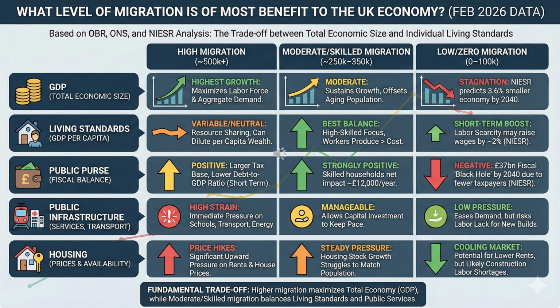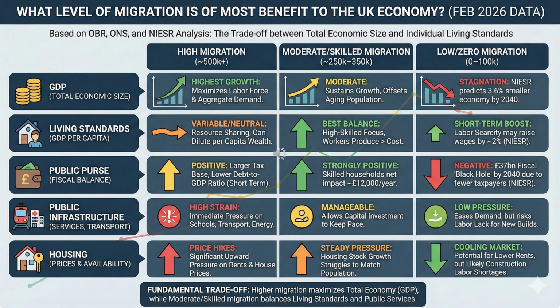What level of migration is of most benefit to the UK economy? Compare GDP, job creation, living standards, public purse, impact on public infrastructure and services, and housing. Determining the most beneficial level of migration requires choosing between different economic priorities.